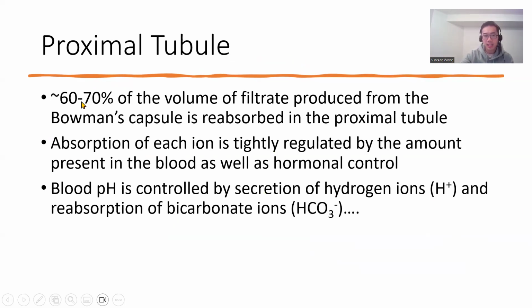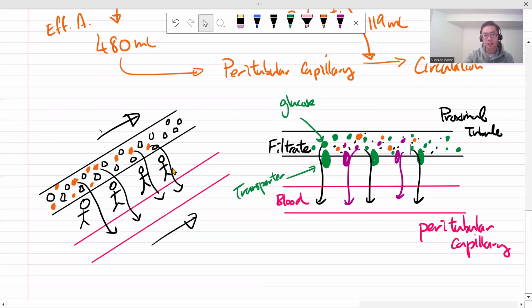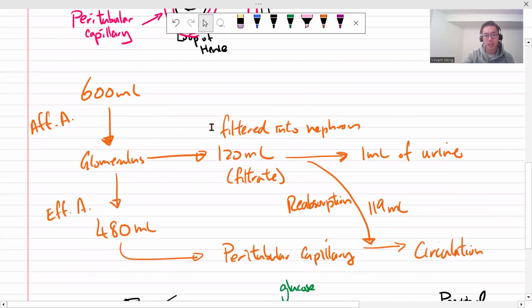Okay, so 60 to 70% of the volume of the filtrate produced here is going to be reabsorbed. Think of the numbers if it helps, if you're a number person. So 120 came out, we're taking back about 70%. What is 70% of 120? About 84 milliliters, taken back collectively of all the nephrons working together.